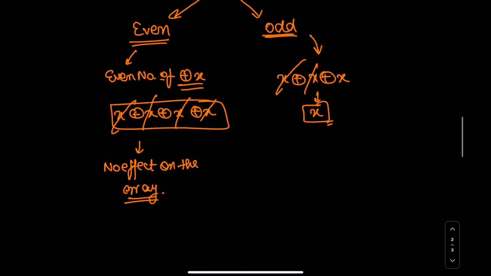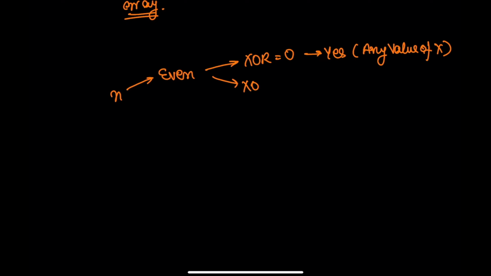So now our problem boils down to this: if n is even, then we cannot change the array. So if the XOR is 0, then we can print yes and any value of x would suffice. If the XOR is not 0, then the answer is no. Now if n is odd, then whatever the XOR is, that is what we print.